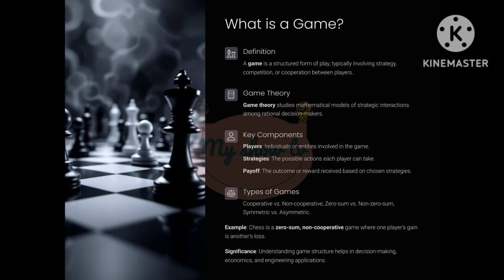Example, consider two companies deciding whether to lower their product prices. Their profits depend not only on their choice but also on what the competitor does. This is a game in action. Significance, game theory helps analyze decision-making in competitive environments, ensuring optimal strategies in economics, engineering, and even artificial intelligence.